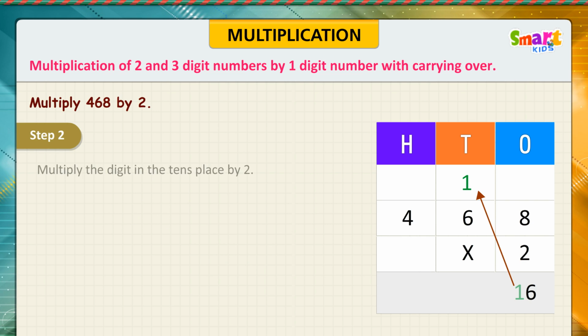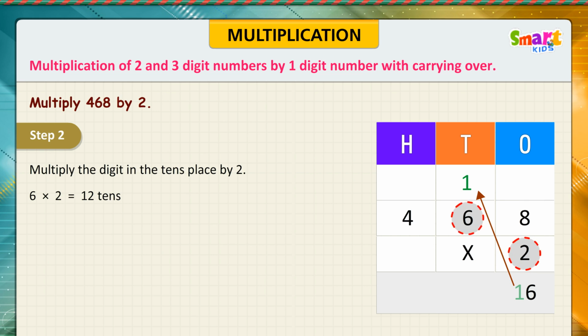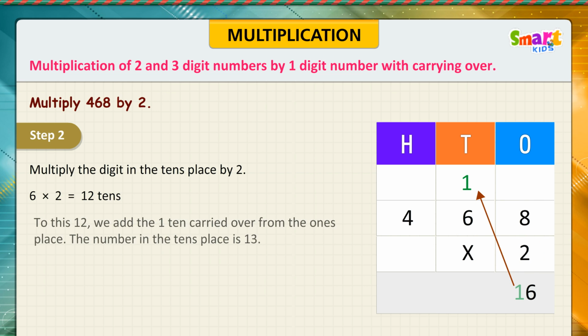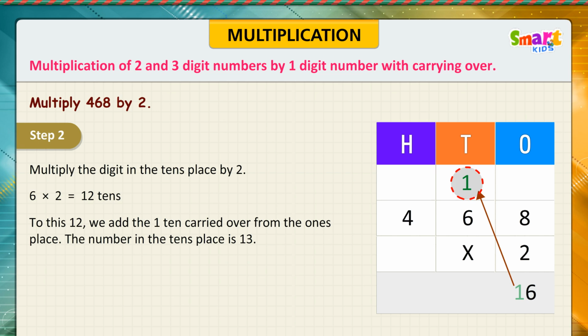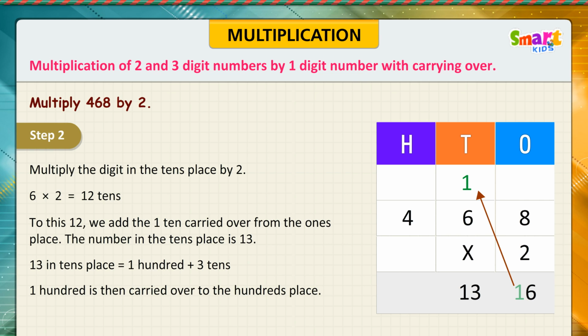Step 2. Multiply the digit in the tens place by 2. 6 into 2 is equal to 12 tens. To this 12, we add the 1 carried over from the ones place. The number in the tens place is 13. 13 tens is equal to 100 plus 3 tens. 100 is then carried over to the hundreds place.